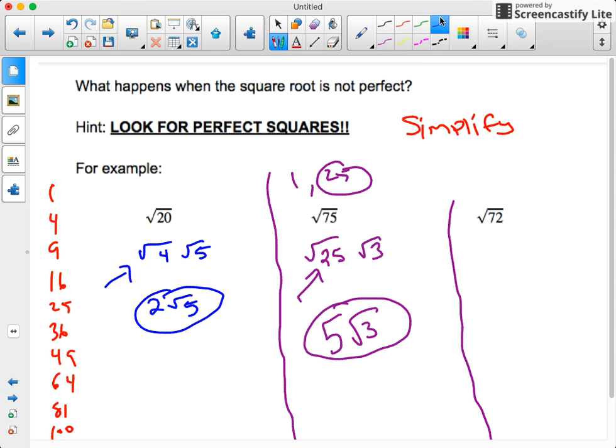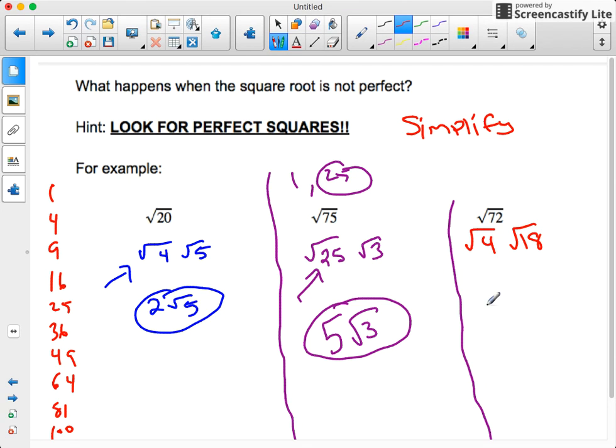Now, there is more than one way to possibly get these answers. You could have picked maybe 10 and 2 for the previous one. For this next one, the square root of 72, there are multiple ways to go, and I'll show you them. The first way, we're looking for perfect squares. I'm going to pick the number 4, which goes into 72 eighteen times. So it would be root 4 and root 18.